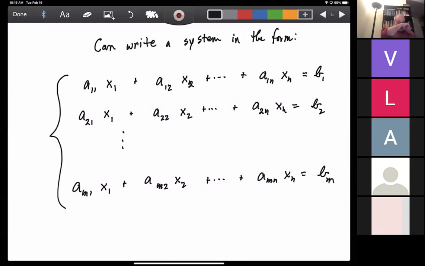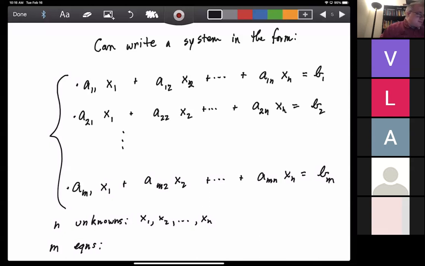All right, so notice what I have here. There are n unknowns, and those happen to be x1, x2, all the way up to x sub n. And there are m equations, right? So there's 1, 2, all the way up to the mth equation, which is our last equation here.